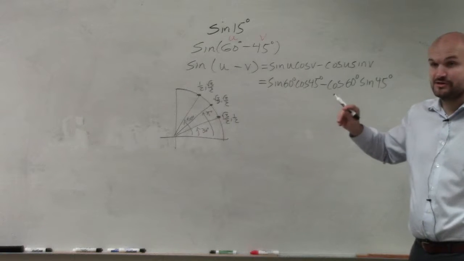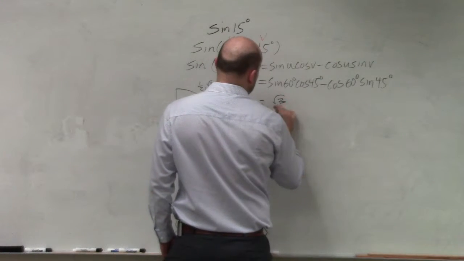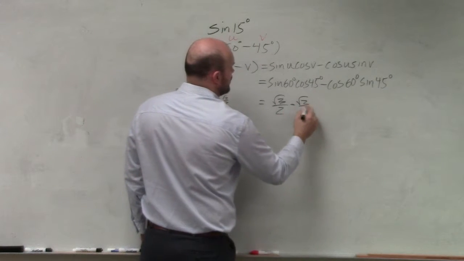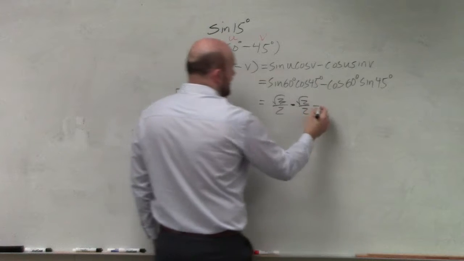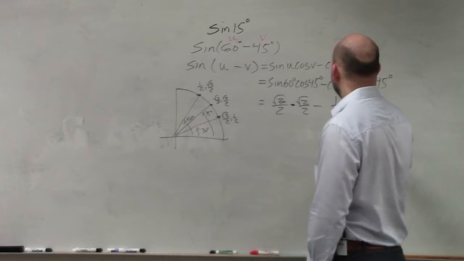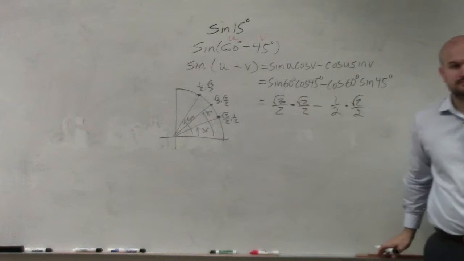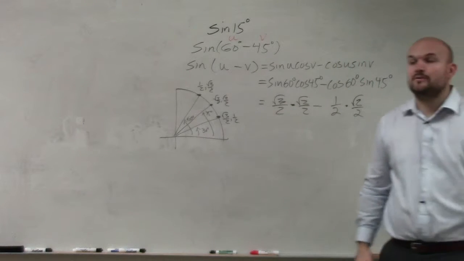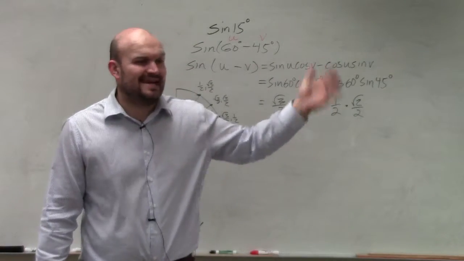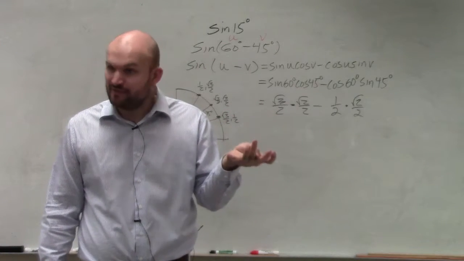So the sine of 60 degrees is the y coordinate, which is going to be square root of 3 over 2. Cosine of 45 degrees is square root of 2 over 2. Minus the cosine of 60 degrees is going to be 1/2. And the sine of 45 degrees is the square root of 2 over 2. OK? Now, I will tell you, on your test and quiz, it's going to say evaluate and simplify. So I am going to ask for you to be in simplified form. OK?